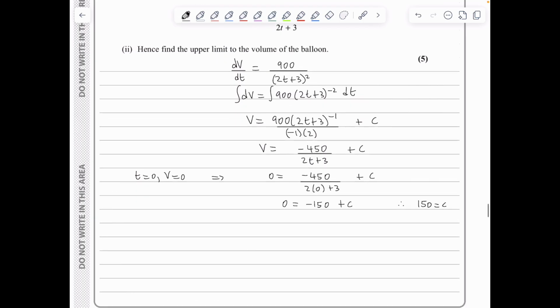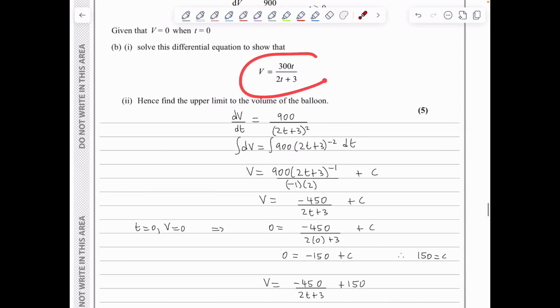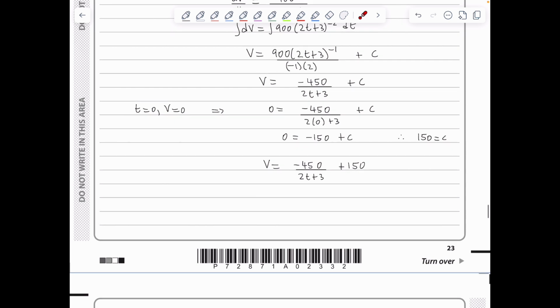So we're looking at capital V being equal to minus 450 over 2t plus 3 plus 150. I still need to arrive at the form given here. So I will express the right-hand side over a common denominator of 2t plus 3.